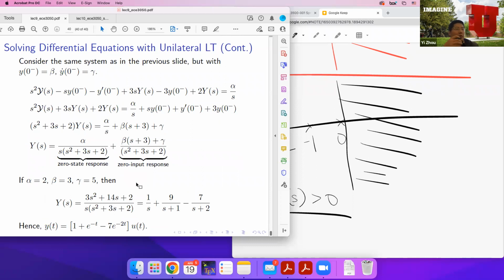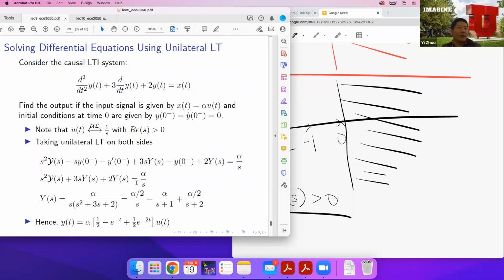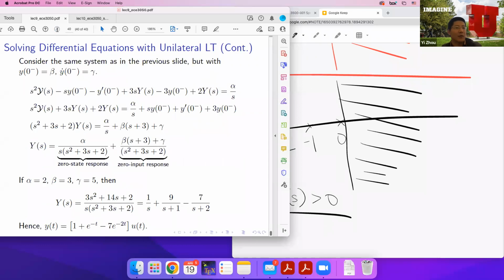And from here, you can have an understanding of the basic circuit systems, because most of the circuits are described by second-order differential equations, and by looking at these equations from a unilateral Laplace transform perspective, you can easily understand this 0 state response and 0 input response. Okay. They are naturally separated by taking the unilateral Laplace transform.